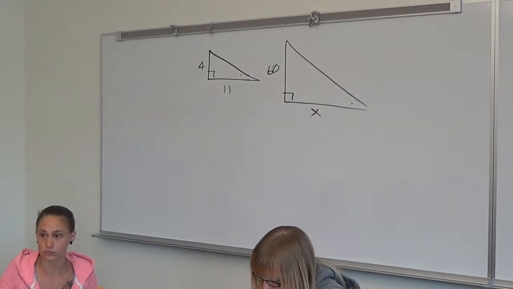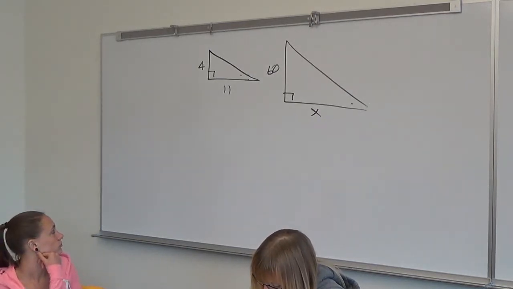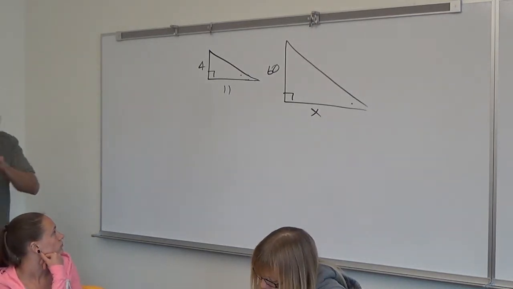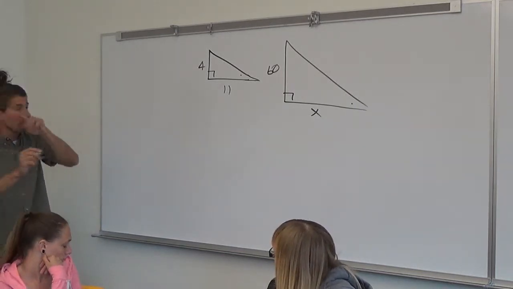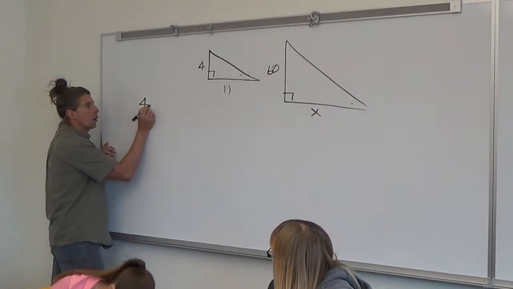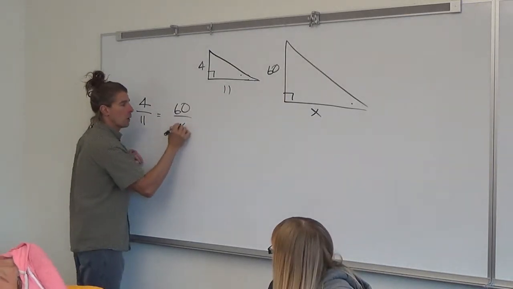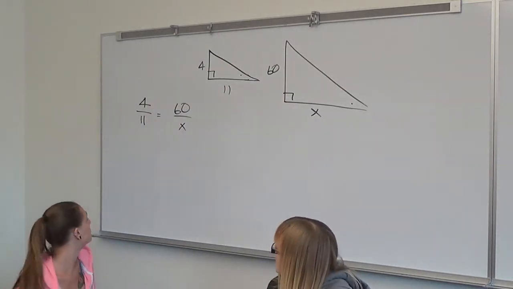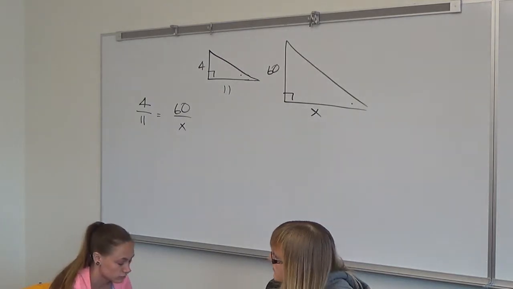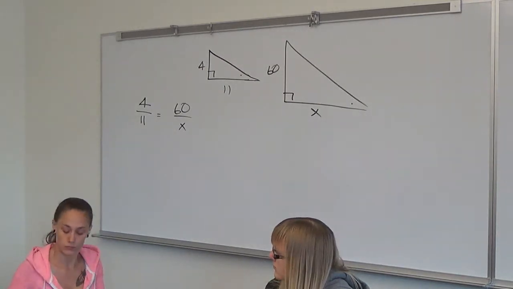You would do 4 over 11. Okay. 60 over X. 60 over X. Let's make sure we understand that and buy it. So Marichelle says 4 over 11 is the same as 60 over X. So first of all, Marichelle, how do you know how to do that? Of course, I asked you a question. You take a drink. I apologize.